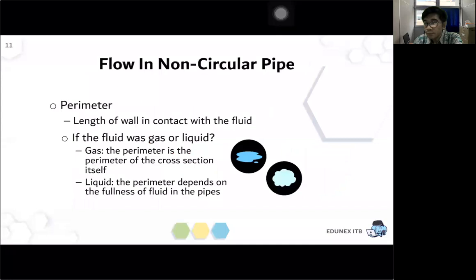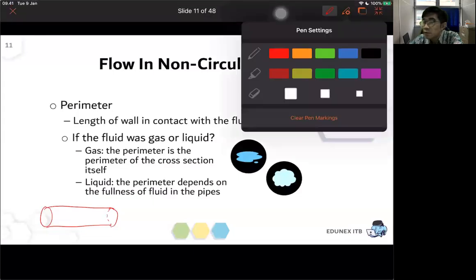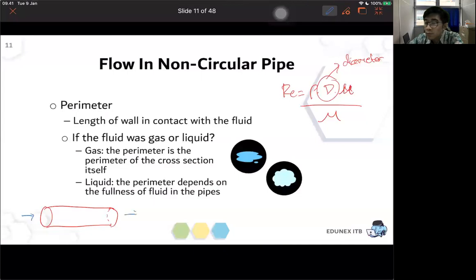Okay. Just remember again that Reynolds number will be influenced by diameter. And this is the diameter of the pipe. But you need to be careful with the phenomena when the fluid is flowing through the pipe. For example, if you have a cylinder pipe, then you have gas flowing through the pipe.